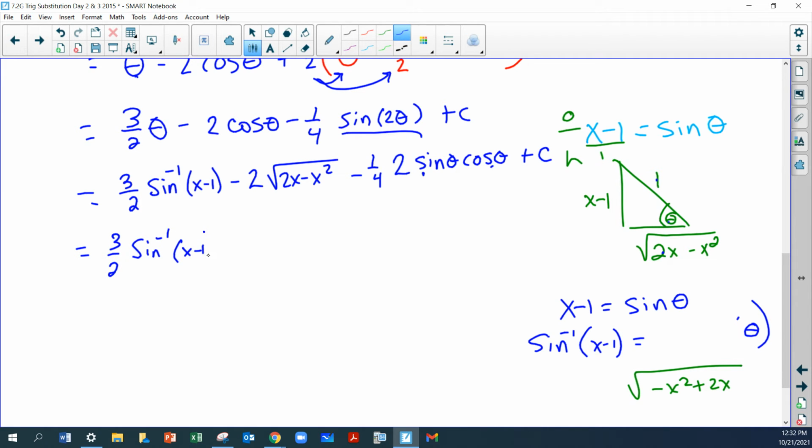This is one incredibly long answer. A fourth times a 2 makes a half. Sine theta was x minus 1. Cosine theta was the square root business, the square root of 2x minus x squared, right? Adjacent over hypotenuse, and plus C. There is our answer. Holy camole.